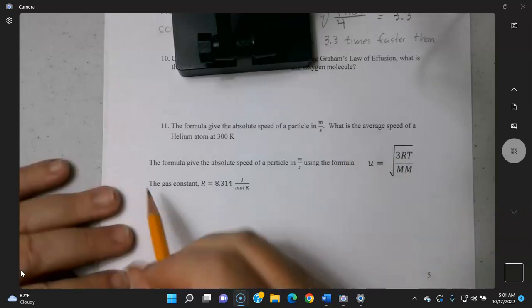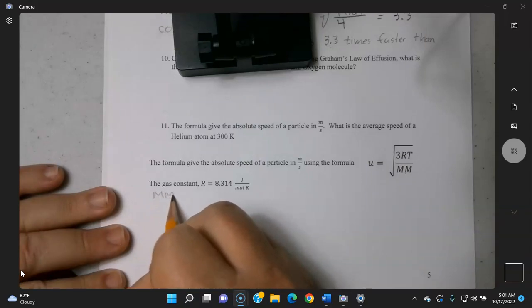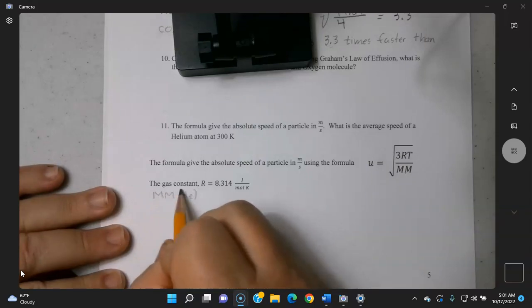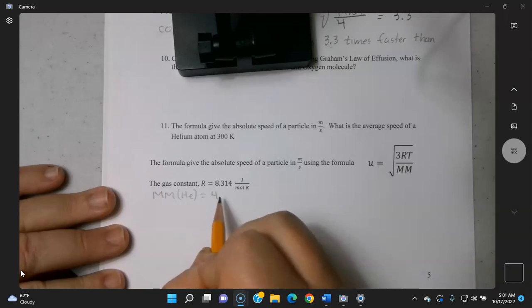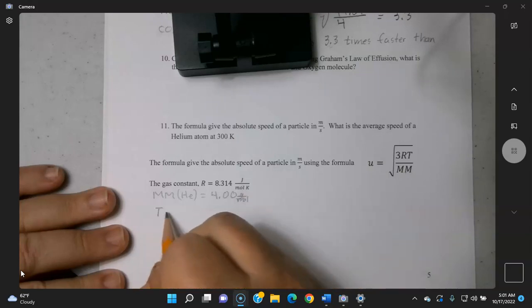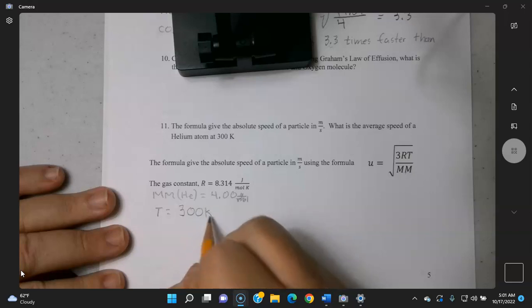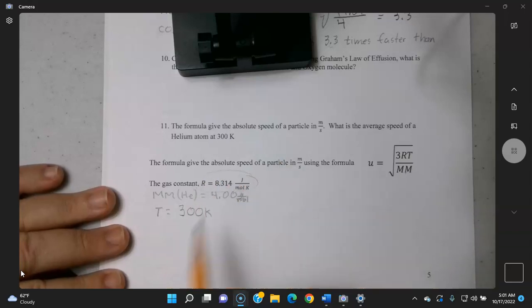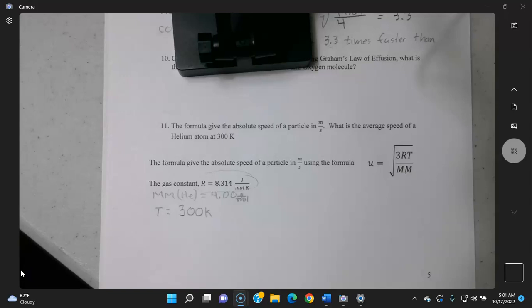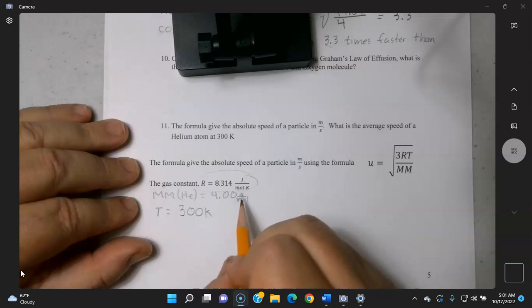Okay, so the molar mass, let's write down what we have. The molar mass for helium is 4 grams per mole, and the temperature here they gave us is 300 Kelvin. Now, there's a little trick here. This is a different value of the gas constant. Notice that it has joules on the top instead of liter atmospheres. Moles Kelvin is still the same on the bottom.